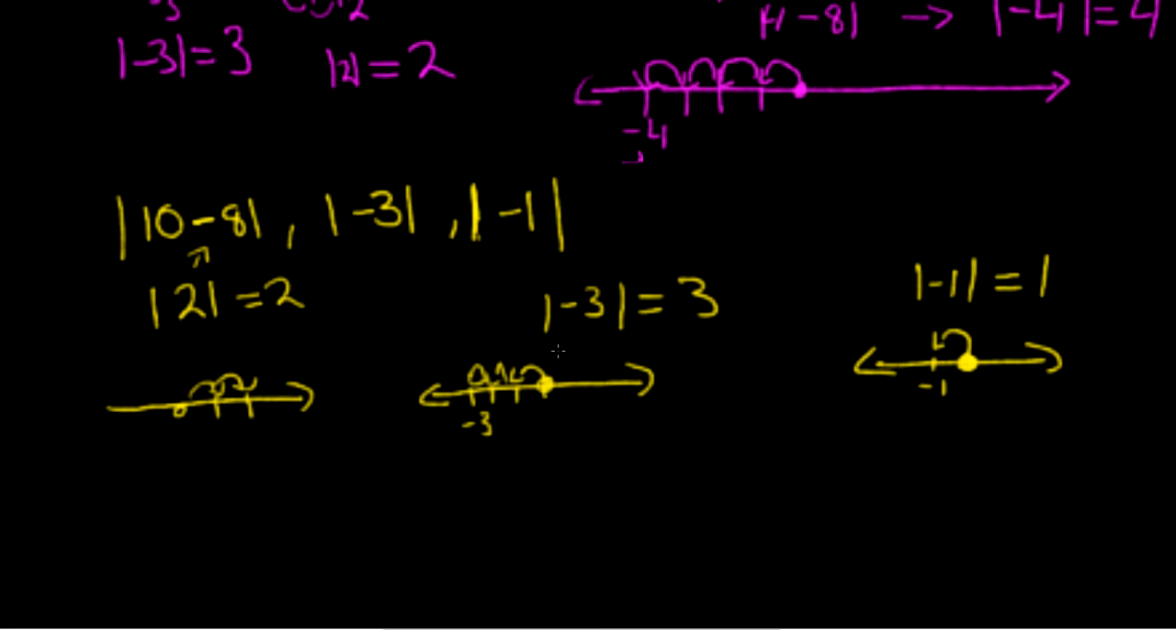So we'll order this from least to greatest. So 1 is smaller than 2, which is smaller than 3. So that will mean that, from least to greatest, it will be the absolute value of negative 1, the absolute value of 10 minus 8, and then the absolute value of negative 3.